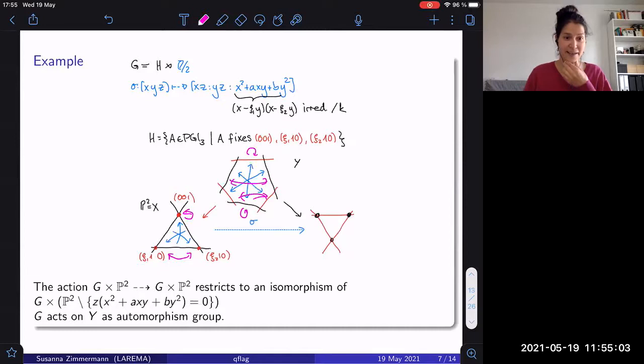And again, I have a group H, which is just a set of automorphisms of P2 that fixes each of these 3 points. So it lifts to an automorphism. H acts here by automorphisms. It lifts to automorphisms of Y. Sigma lifts to an automorphism of Y, and so just the whole group G lifts to a group of automorphisms of Y.